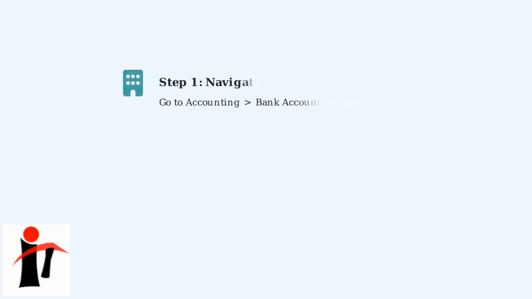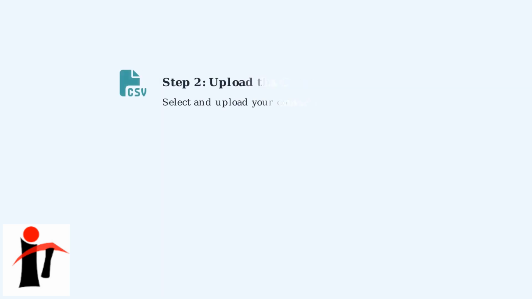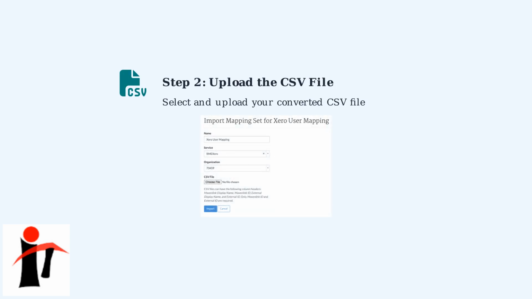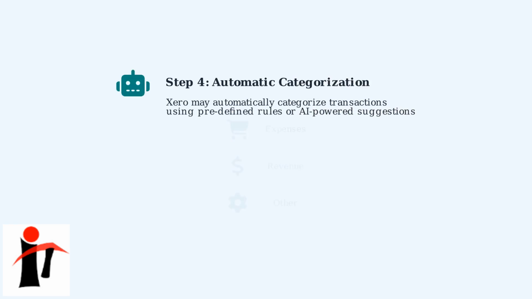Now let's import the converted CSV file into Xero. Navigate to Accounting, then Bank Accounts, and select Import a Statement. Upload the CSV file and carefully map the columns from your CSV to the corresponding fields in Xero. This ensures that the data is correctly interpreted. Xero may automatically categorize transactions using predefined rules or AI-powered suggestions.